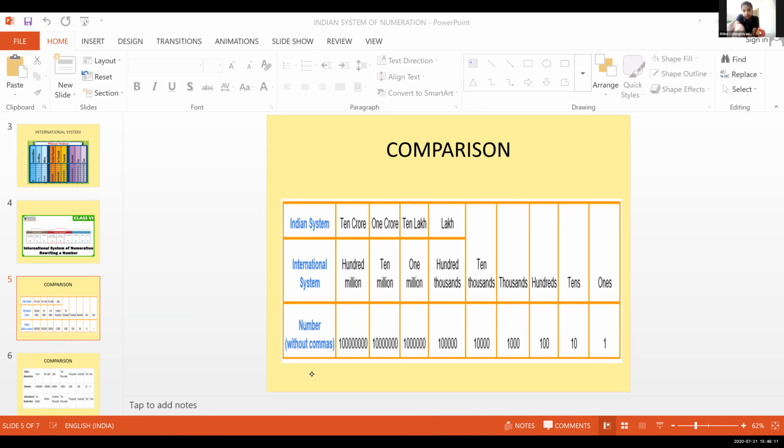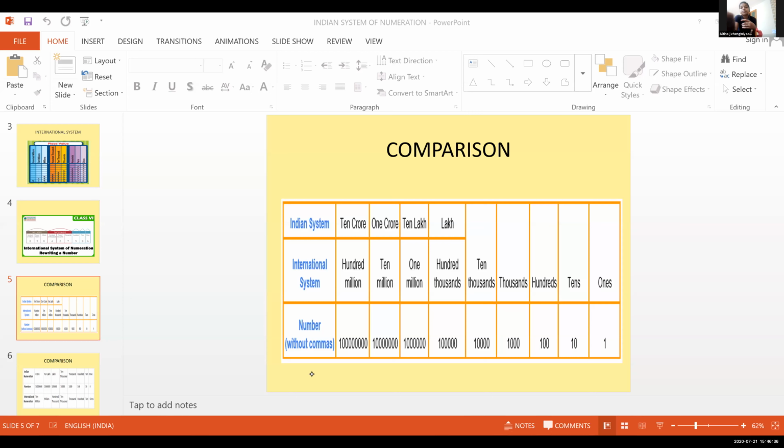Then again, when the chart goes on, you can understand what is 1 crore. Yes, ma'am. What is 1 crore? 10 million. And 10 crore is 100 million. Okay. 1 crore is 10 million and 10 crore is 100 million.